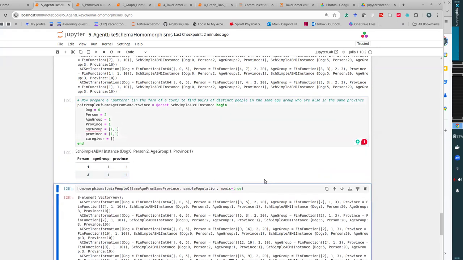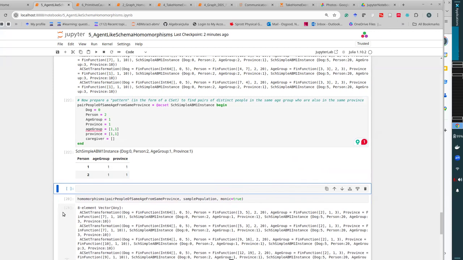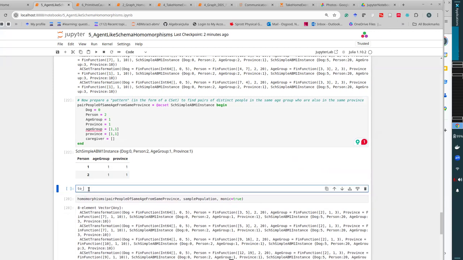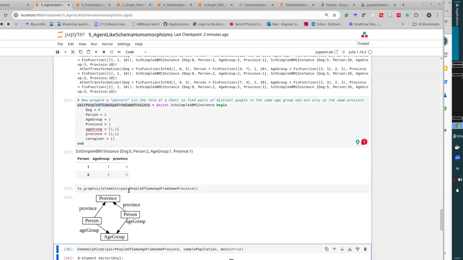And now maybe Nona has a sterling idea. Okay. Two graph viz elements of pair people from same age, from same province. Okay. There's a pretty picture there. What does that picture mean? How many different people are there? Two. And they share the same province and they share the same particular age group. So between the two of them, there's only one province. Between the two of them, there's only one age group.